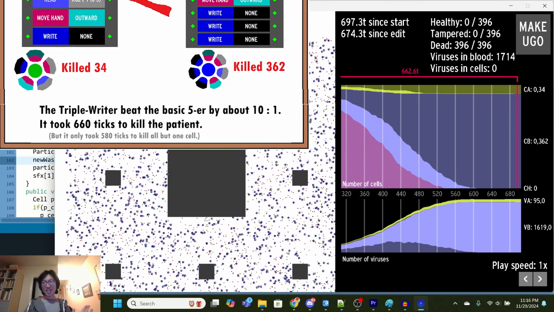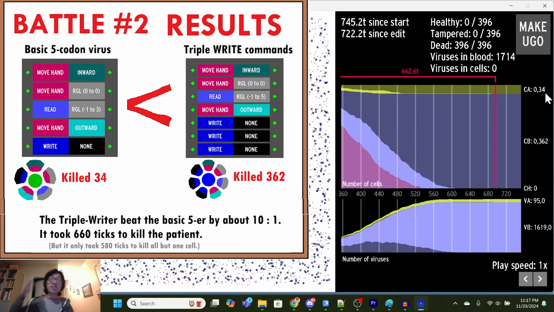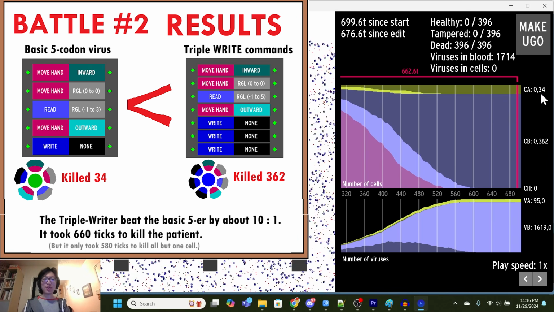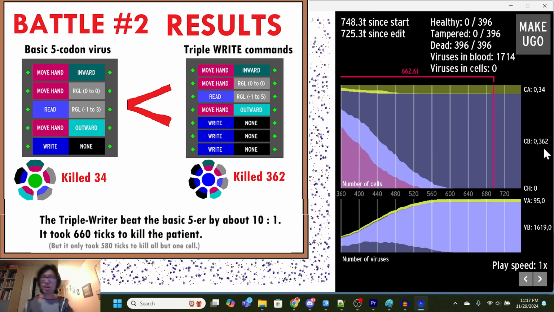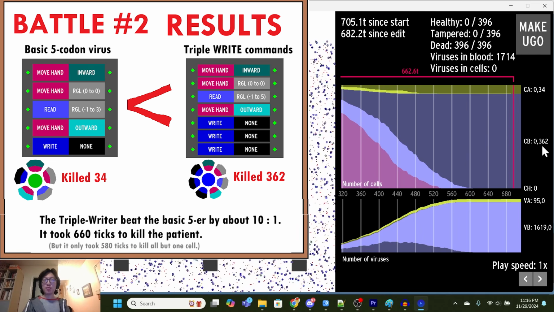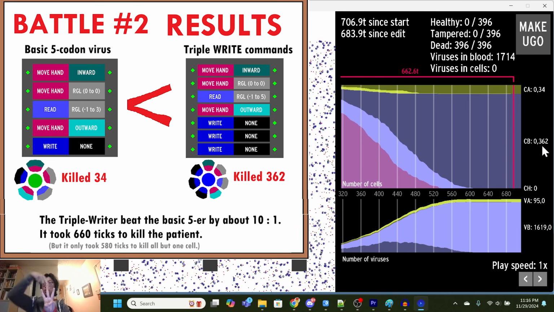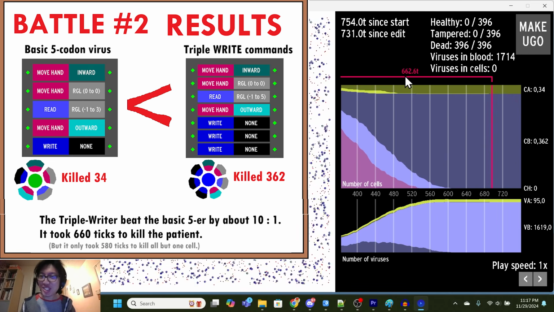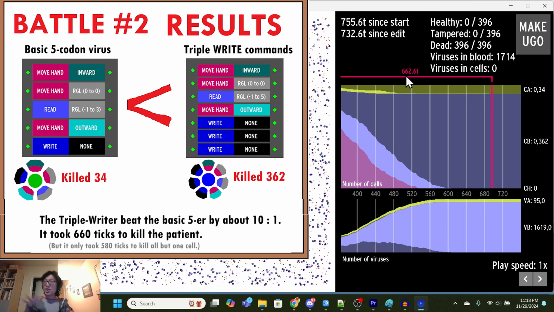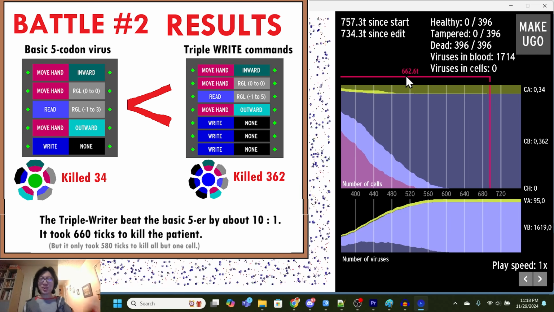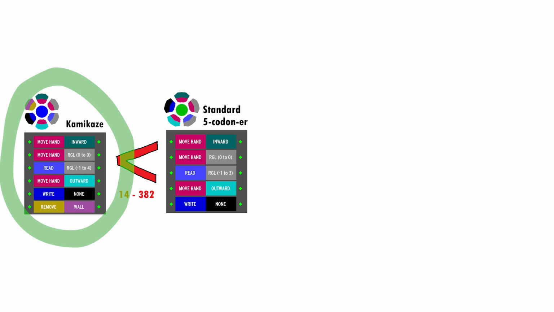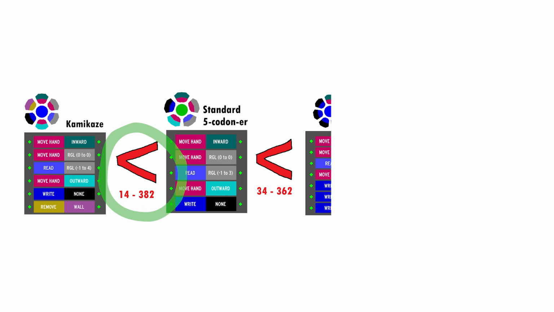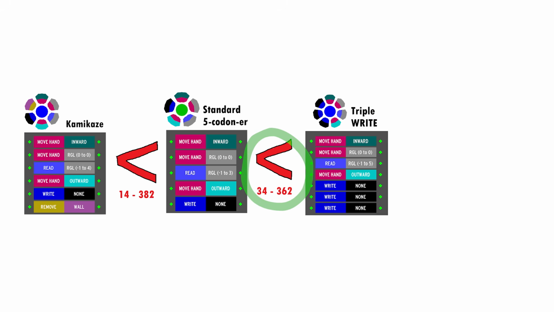So, final tally. 34 cells, or about 9%, were killed by the green virus, which was the original that only had 1 write command in the DNA. 362 cells, or about 91%, were killed off by the blue virus, which had a triple write command. It took only 662 ticks, which is about 1/3 faster than the first run, because the blue virus was so relentless. Well, now we've tried the standard 5 codon virus, along with the remove wall variant that did much worse, and the triple write variant that did much better.